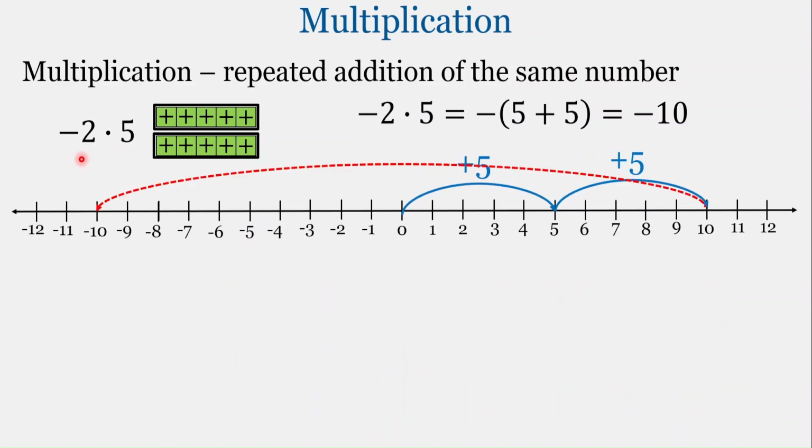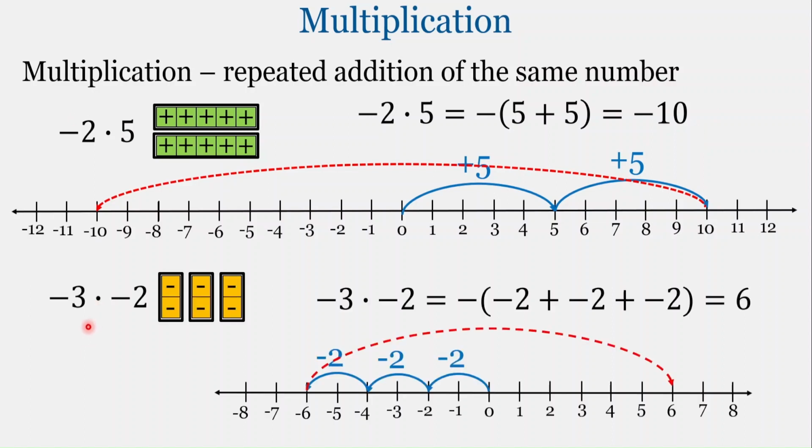So now let's look at -2 times 5. So in this case, we still have 2 groups of 5, but then we're going to take its inverse. So we start at 0, and we add 5, and then we add another 5, and we get 10, and then we take the inverse or opposite of 10, and we end up with -10. When you multiply a negative times a positive, you end up with a negative.